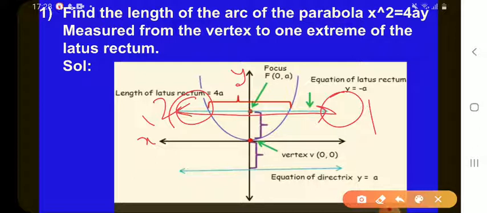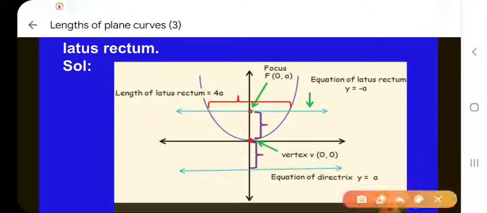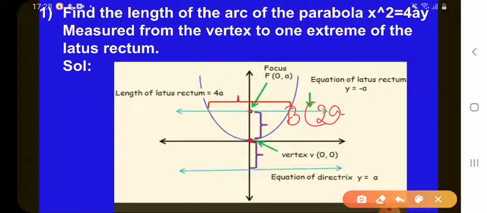But here we want to measure from vertex to one extreme only. Say this is B. What is the point at B? B is (2a, a). 2a comma a is the point of B. So we find the length from vertex V to B. So this is V to B.